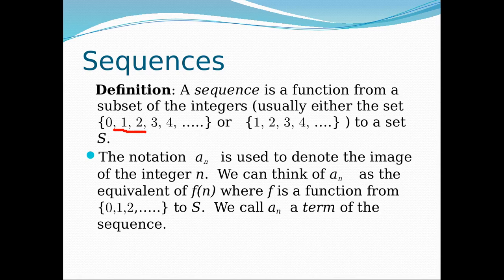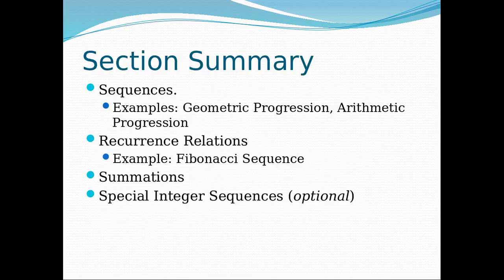So in the case of sequences, we have notations, for example, a_n, which is used to denote the image of the integer. As you know, any function has two parts, the domain and the image. In this case, the image is the set S. So the image would be a_n. We can think of a_n as the equivalent of f(n), which is a function from 0, 1, 2, 3 up to any number to S. So we call a_n a term of the sequence.